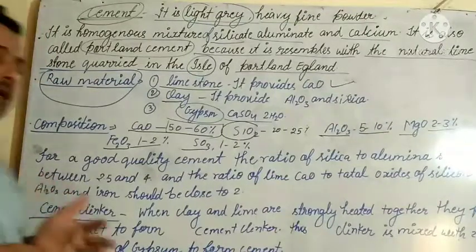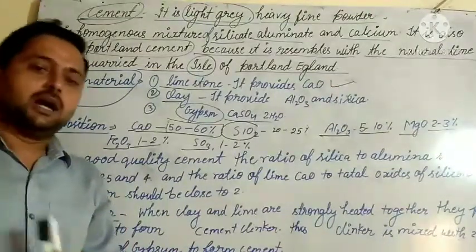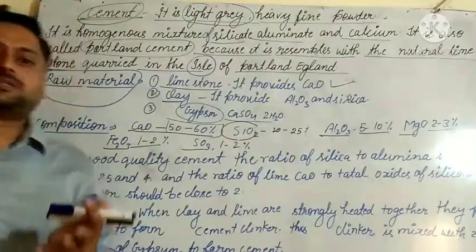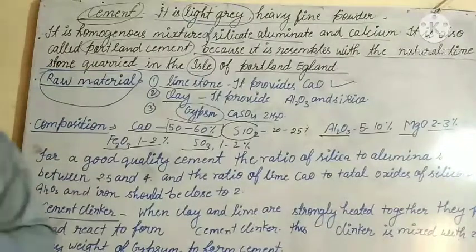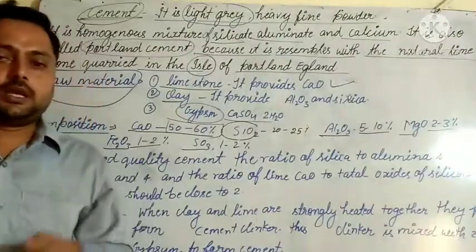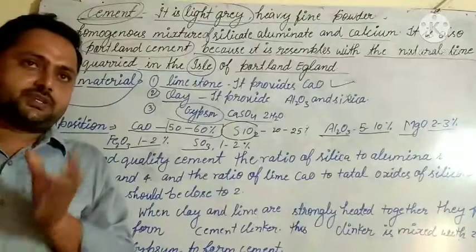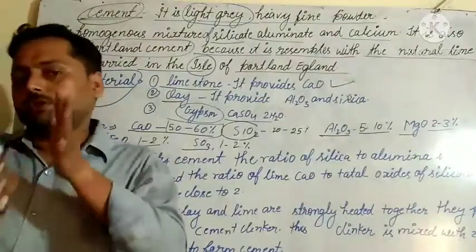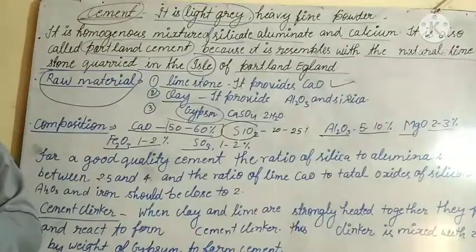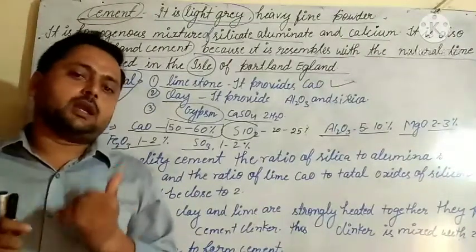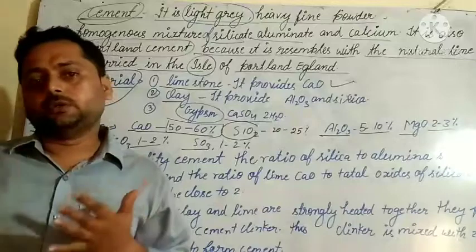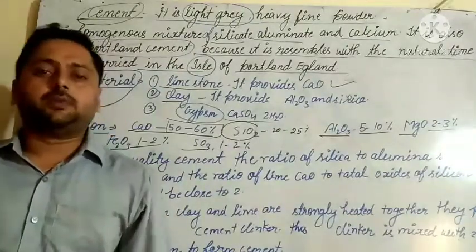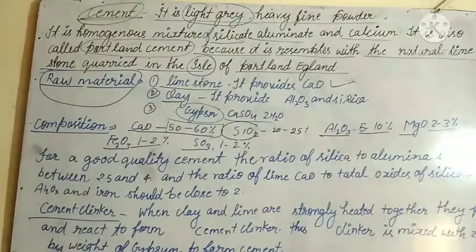We know that some cements are good and some are not good. What is the reason why some cements are good and some are not? In the preparation of cement, some ratio is given. If that ratio is followed, the cement's quality will be good. If that ratio is not followed, the cement quality will not be good. So what is that ratio? Let us see.